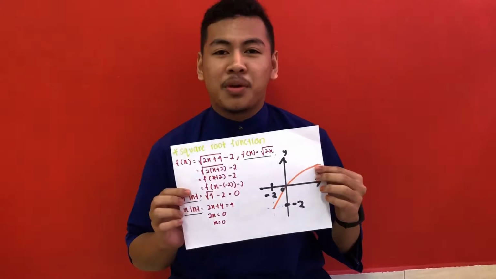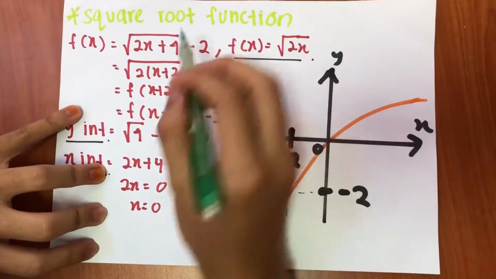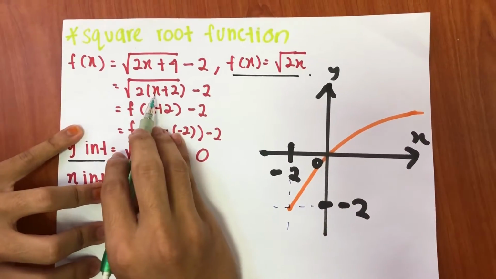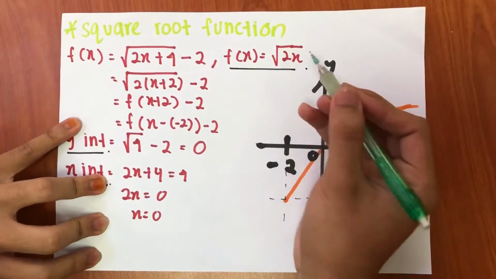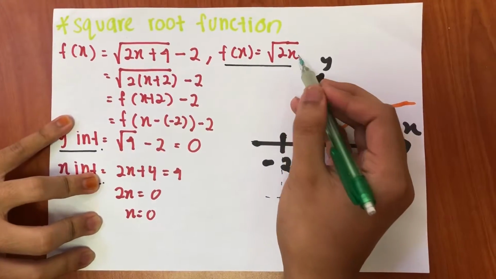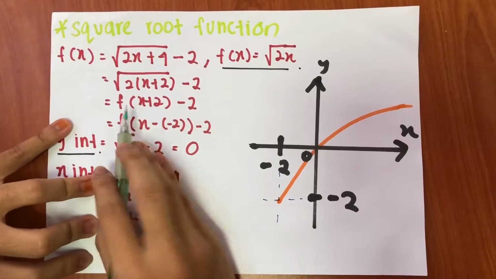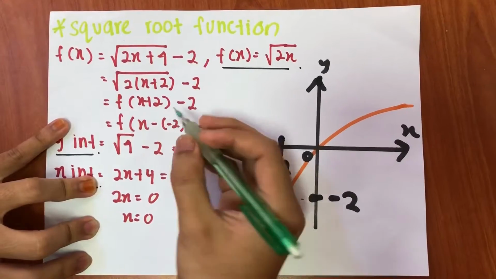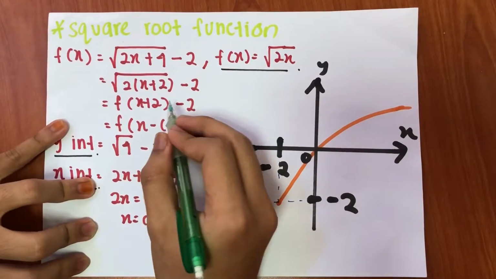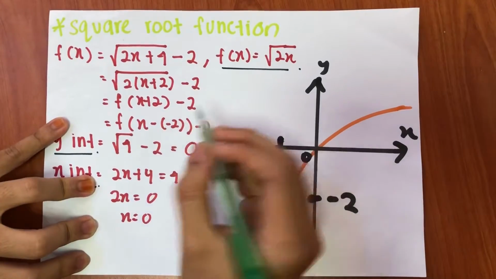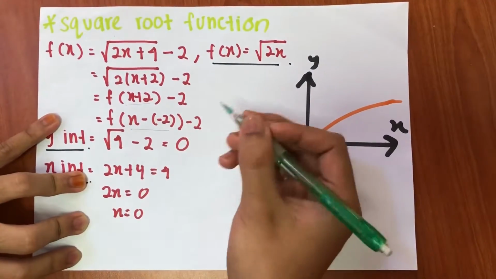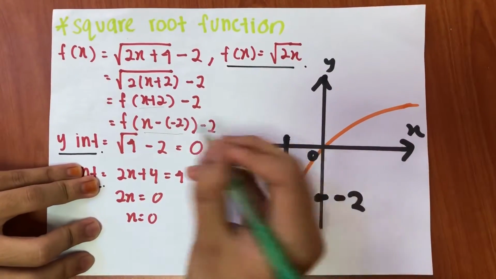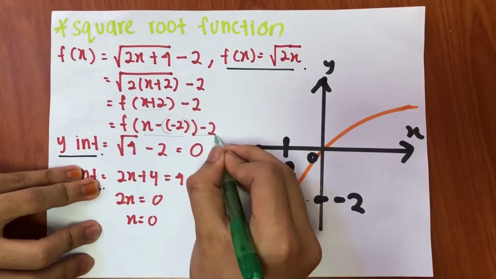The next function is the square root function. As an example, this equation. First of all, we have to factorize this, so the coefficient of x will be 1. So it means that our basic function is square root 2x, so f(x + 2) - 2. As we already know, (x - h) + k. So we have to make this equation into this. It means that we have to shift to the left 2 units and shift downward 2 units.